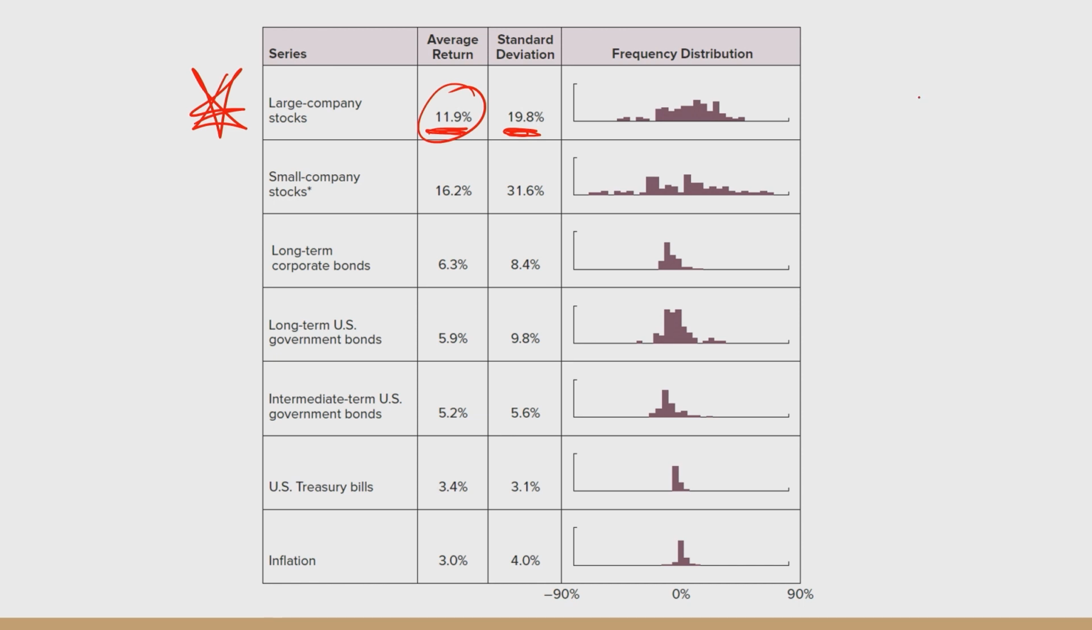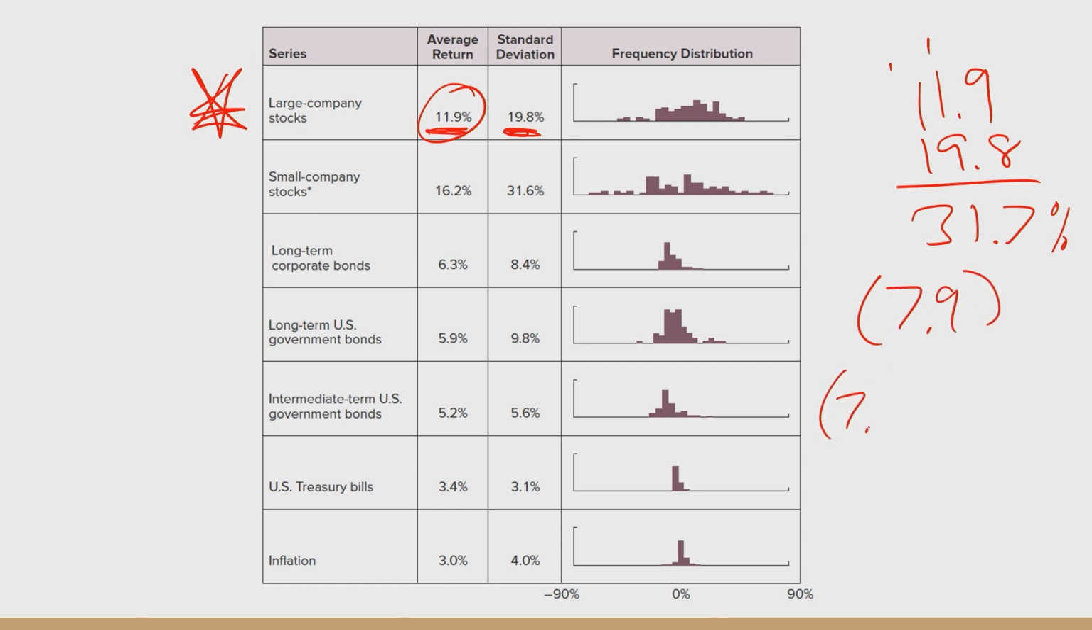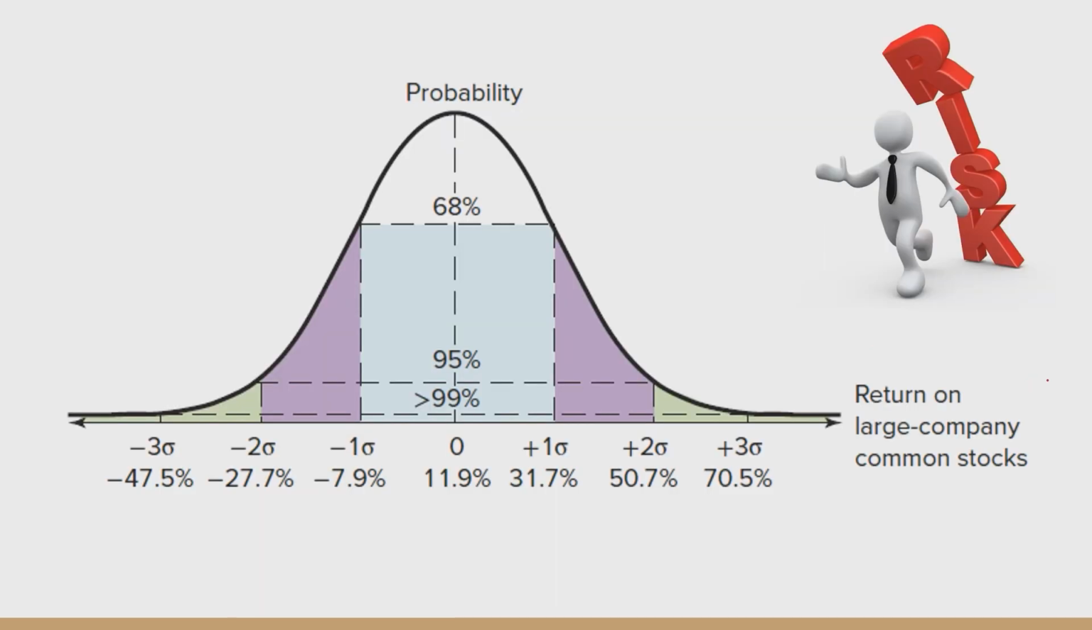Remember what that means. That means that one standard deviation, and I'll show you this on another chart, can be anywhere from 31.7% on the high side to, let me go to the calculator here so I don't have to do it longhand, 11.9 minus 19.8, minus 7.9 on the downside. So one standard deviation can move anywhere from minus 7.9 on the downside to 31.7 on the upside. Let's take a look at that.